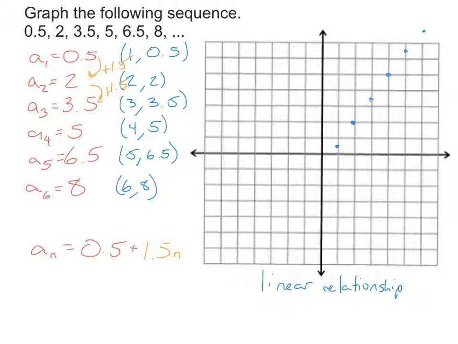But if we think about what we've written here, again, it's a linear relationship, so we would consider this to be the y-intercept and this to be the slope. And while our slope is constant, the y-intercept here isn't actually 0.5. That's when n is 1. So how do we adjust this? Well, instead of taking it times n, we want to move this back by 1 unit. So we put in n minus 1 there. So a sub n is equal to 0.5 plus 1.5n minus 1.5.